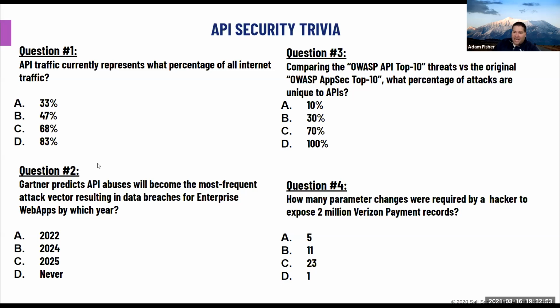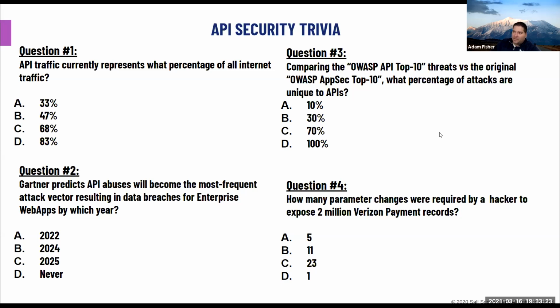Okay, question number 2. Gartner predicts API abuses will become the most frequent attack vector, resulting in data breaches for enterprise web apps by which year? Okay. Nice, guys. Everybody picking up on what other people are putting down. Not bad.